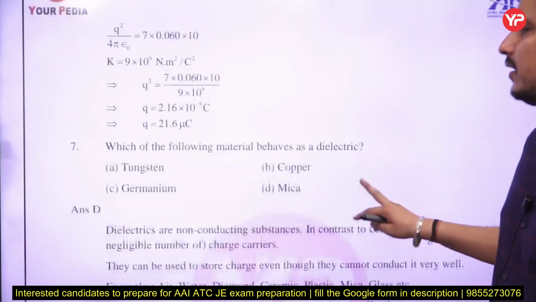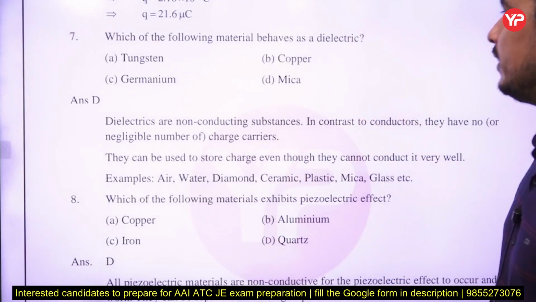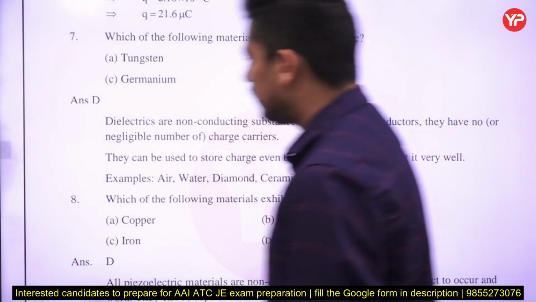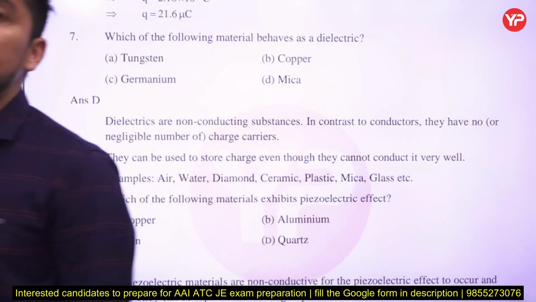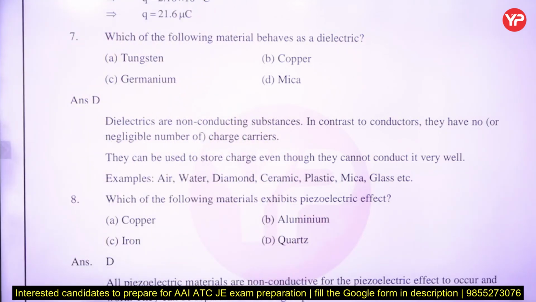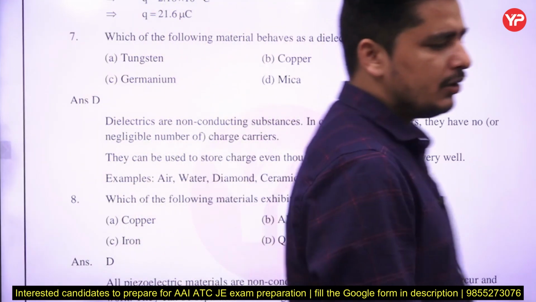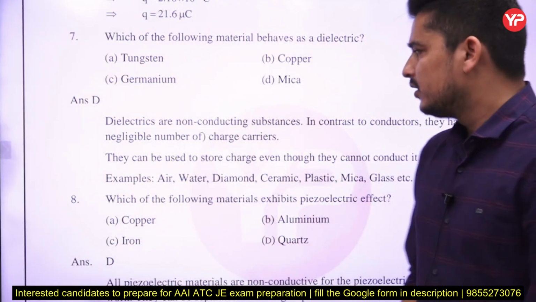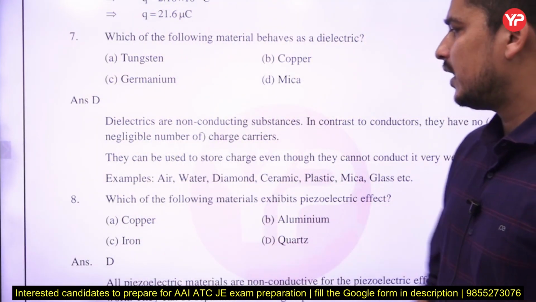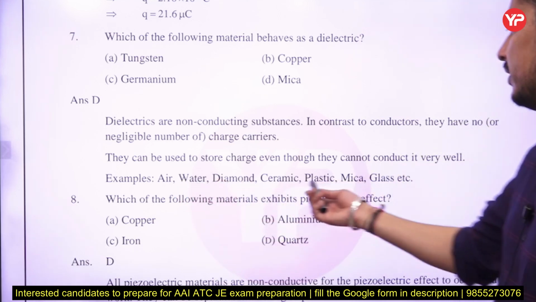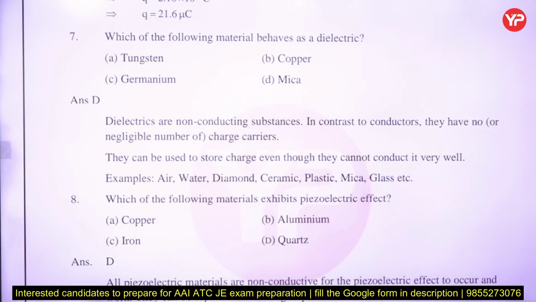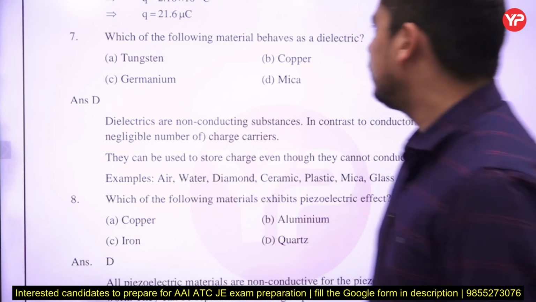Right? So next thing is what? Which of the following materials will behave like a dielectric? See, basically dielectrics are the materials which are non-conducting. So the good dielectric materials are what? Air, water, diamond, ceramic, plastic, mica and glass. These are examples of good dielectric materials.